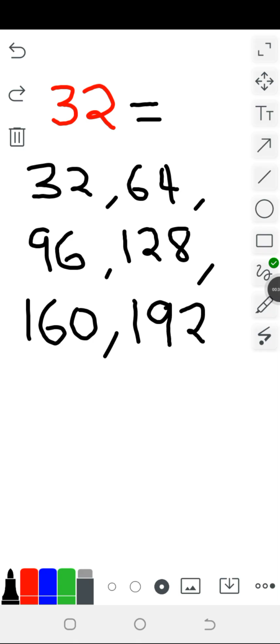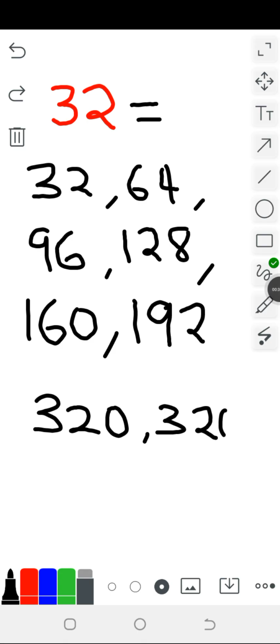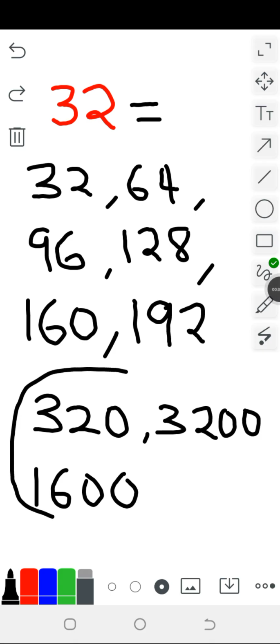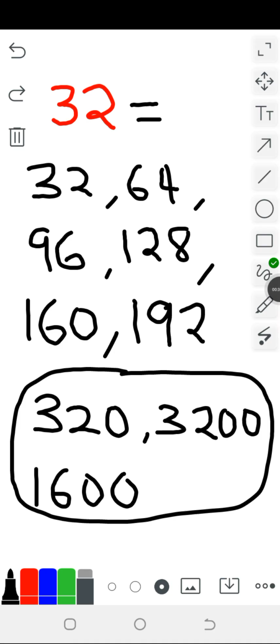So I can go to a much higher multiple. I can say 32 times 10 will give me 320. 32 times 100 will give me 3,200. 32 times 50 will give me 1,600. So these are much larger or higher multiples. And like I said, questions can come where you are told to list a much larger or higher multiple of a given number.